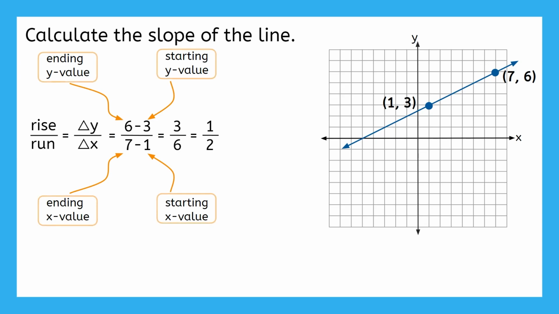Now, you may really like this description and prefer to think of it this way when you're doing your calculations, but I want to give you another option so you can decide which one you like better. We can also label the point we start at as x1, y1, and the point we end at as x2, y2. Then we can shorten our descriptions by using these labels instead.